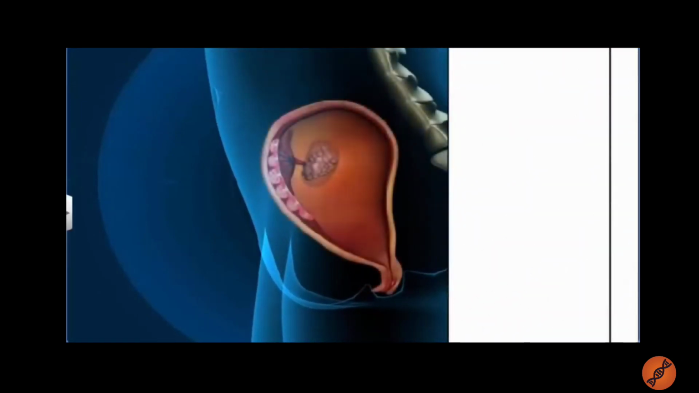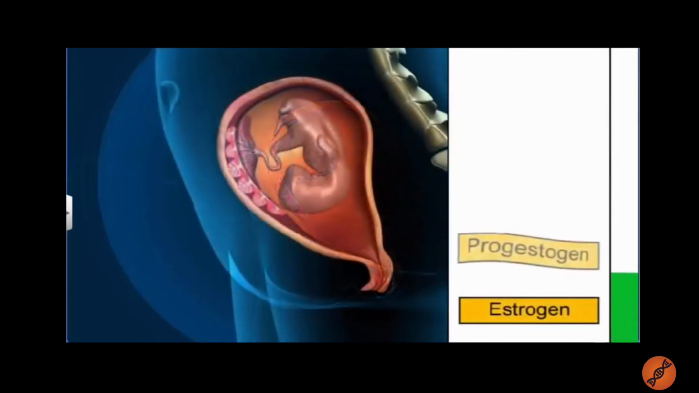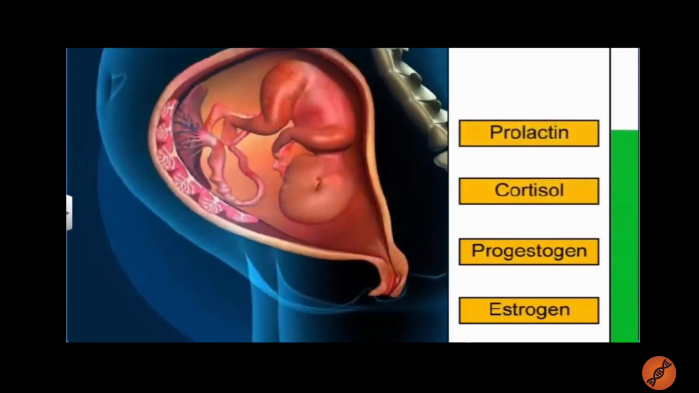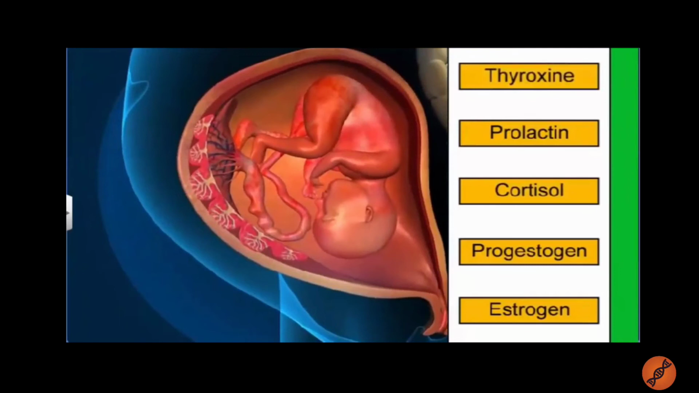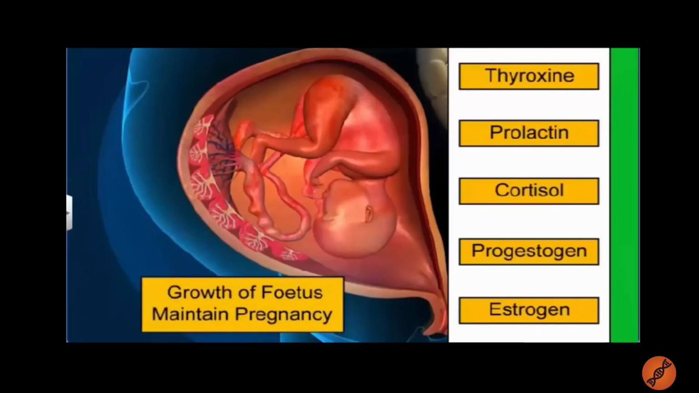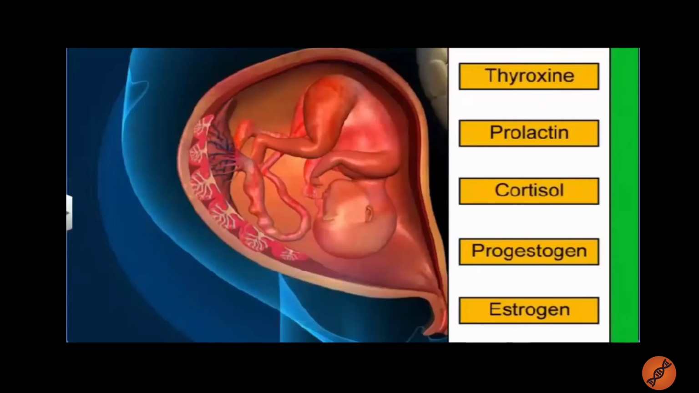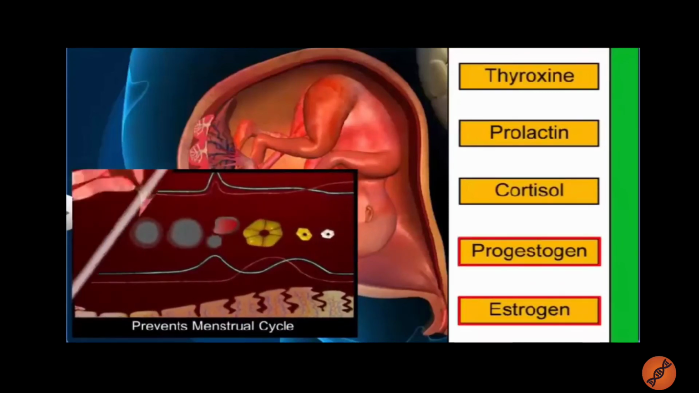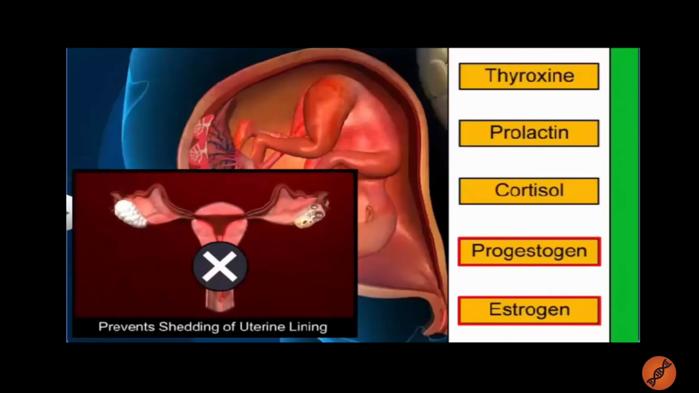Apart from secreting these hormones, the levels of other hormones such as estrogen, progesterone, cortisol, prolactin, and thyroxine also rise rapidly in the pregnant woman's body. These hormones support the growth of the fetus as well as maintain the pregnancy. Increased levels of progesterone and estrogen, for instance, put the menstrual cycle on hold and prevent the shedding of the uterine lining, which is embedded with the developing fetus.